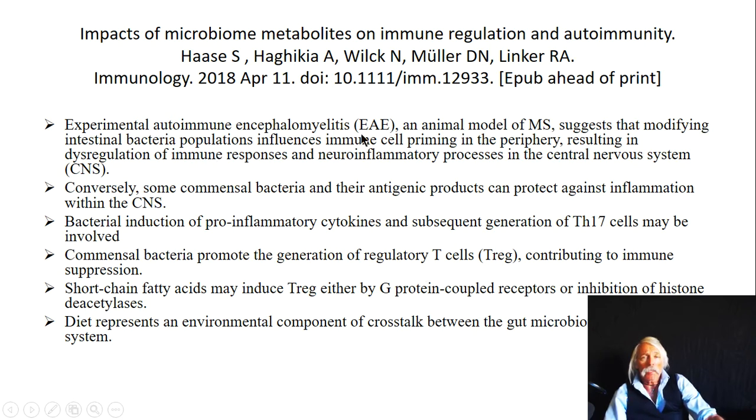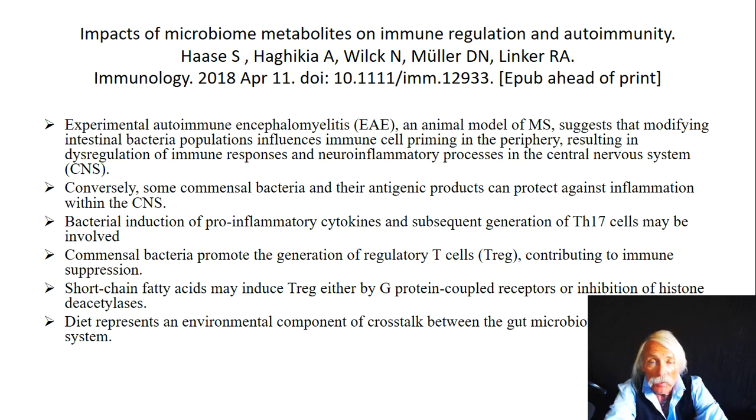Experimental autoimmune encephalomyelitis, we just looked back at the PNAS paper on this. The animal model of MS, as I said, suggests that modifying intestinal bacterial populations, the microbiome story, influences immune cell priming in the periphery, resulting in dysregulation of immune responses and neuroinflammatory processes of the CNS. This is the retrograde discussion I said was probably more likely what's happening. And here's the paper that is basically supporting that theory of mine.